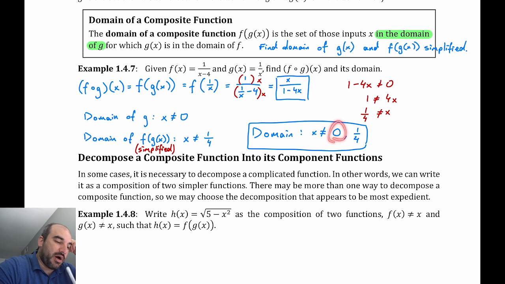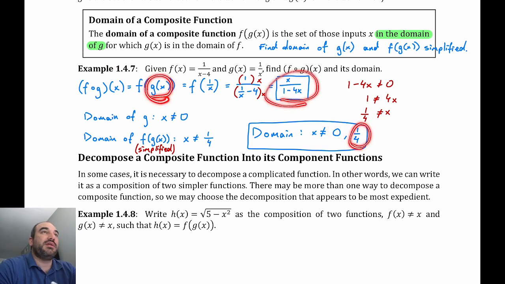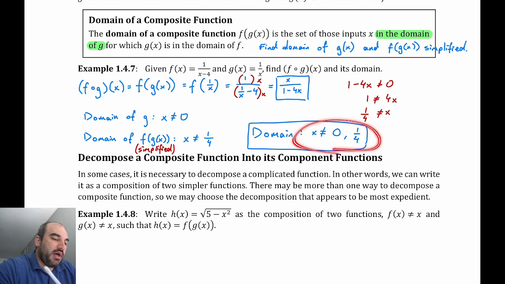So x can't be either of those numbers, otherwise this composition falls apart, right? If x is equal to 0, then the inside of this function falls apart. If x is equal to 1/4, then the simplified composition falls apart. So x can't be 0 or 1/4 in the end.